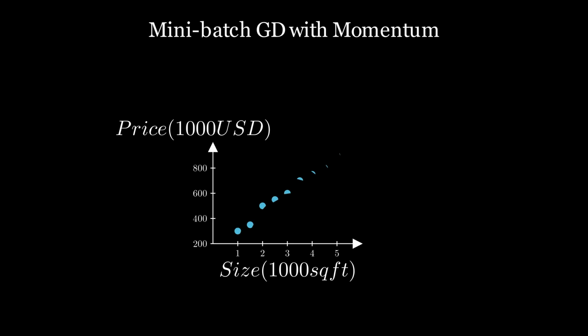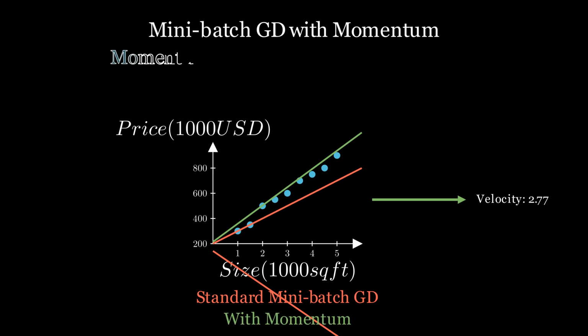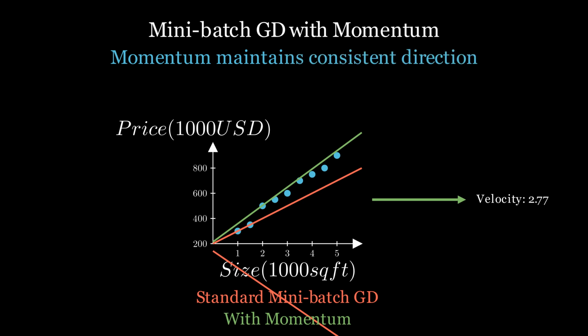Let's see momentum in action during training with our mini batches. We start with random parameters and zero velocity. First, let's see standard mini batch GD without momentum. Now let's see the same training with momentum added. Notice how momentum helps maintain consistent direction in parameter space, leading to faster convergence.